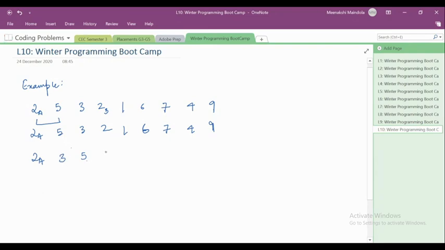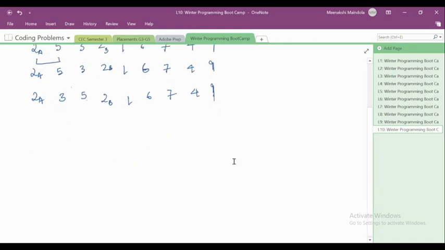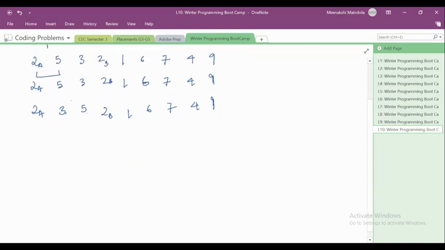Now both of these are at their correct positions, right? Now here you have 2b, 1, 6, 7, 4 and 9, right? So let us look at the next iteration. The next pair of elements that are going to be compared is 5 and 2.